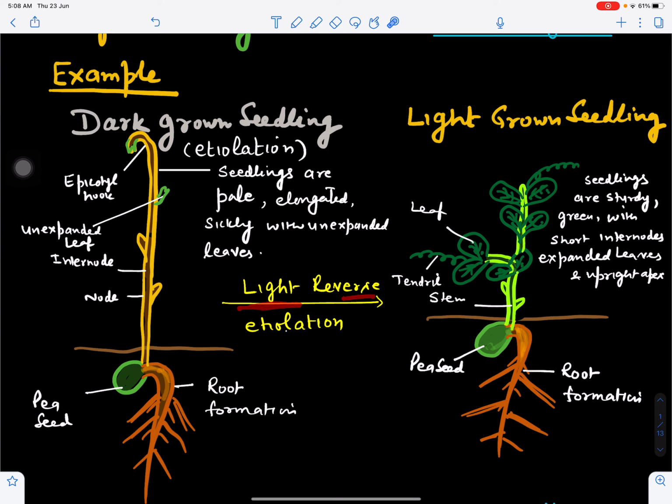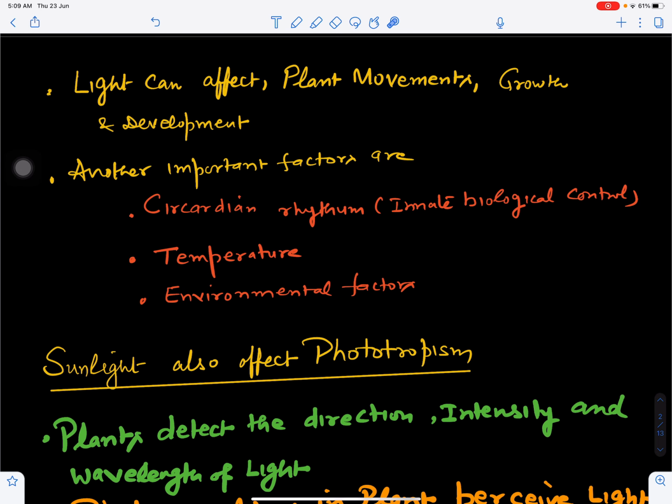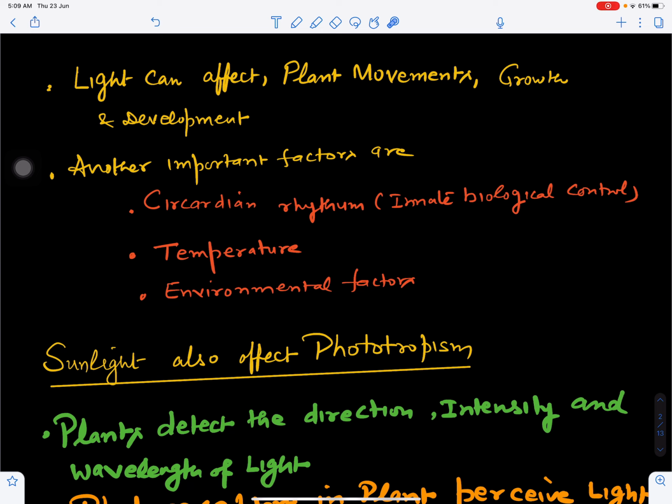This reverses the etiolation process, because such kind of seedling is called an etiolated seedling, and this phenomenon is also called etiolation. But when they are properly developed, they have proper growth, development, and differentiation in presence of light. So this is called photomorphogenesis. So light reverses etiolation, or this is causing photomorphogenesis, that is development, growth, and differentiation. Light also affects many key events, like this can affect plant movements, this can affect growth, this can affect development, this can even affect the differentiation in the tissues.